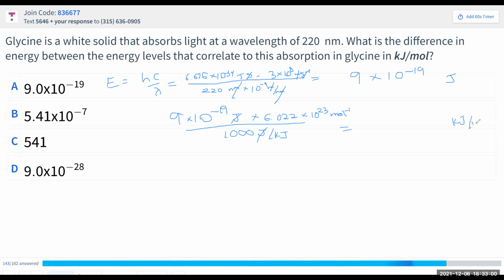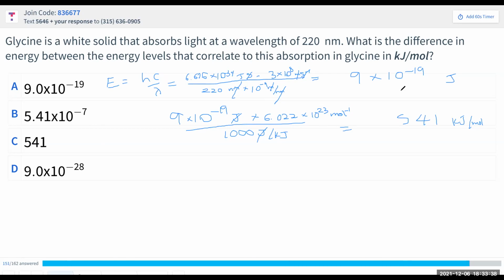If you do that, joules cancel out, and you're going to get the answer in kilojoules per mole. Now, in my experience, whenever you are in the visible range, you're going to get a 3-digit number. The only 3-digit number here is option C, therefore it has to be 541. It cannot be 10 to the power of minus 19; this is usually what we get for joules per photon. And that number is too small. Option A cannot be, D cannot be. And between B and C, I know based on experience it has to be 541 because we are in the visible range.